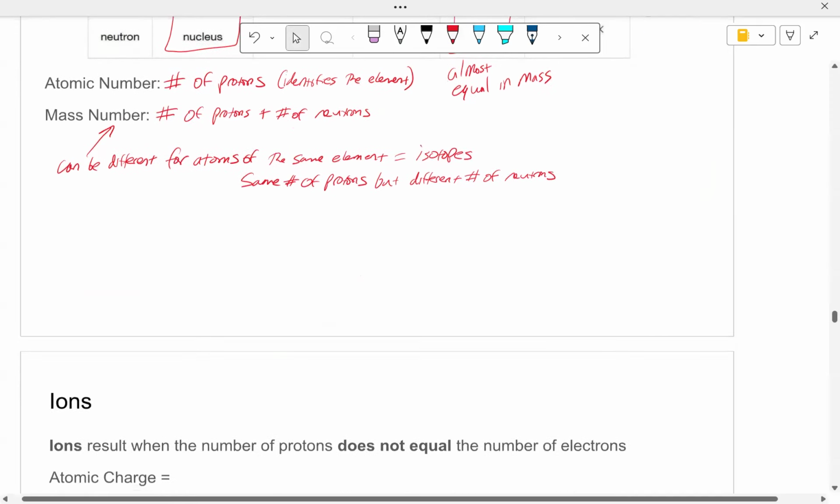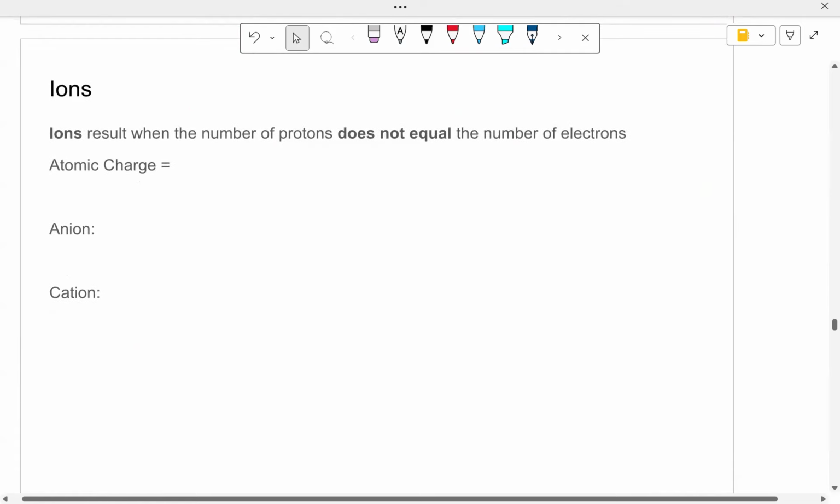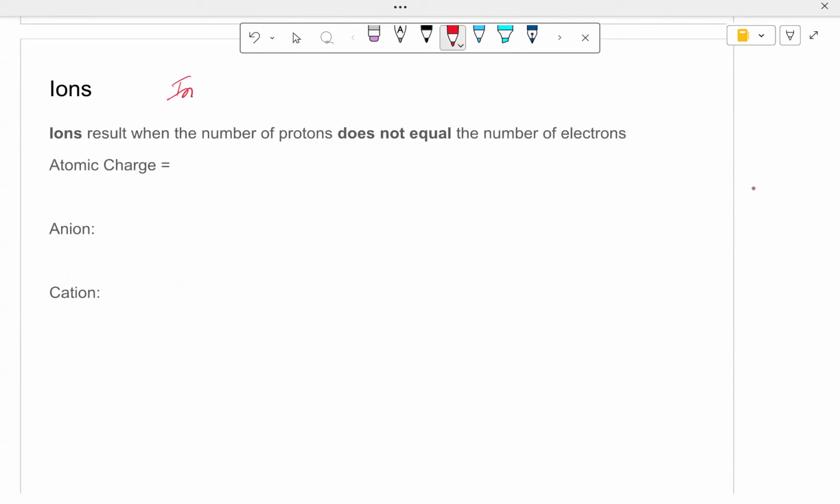Now we've talked about protons and neutrons. What happens with the electrons? Well, in a neutral atom, the number of electrons and protons are always equal. So that'd be a great thing to write down. In a neutral atom, the number of protons equals the number of electrons.